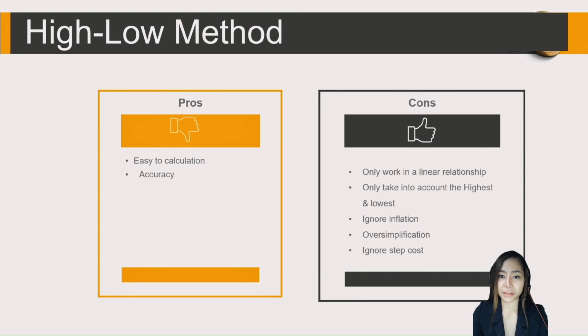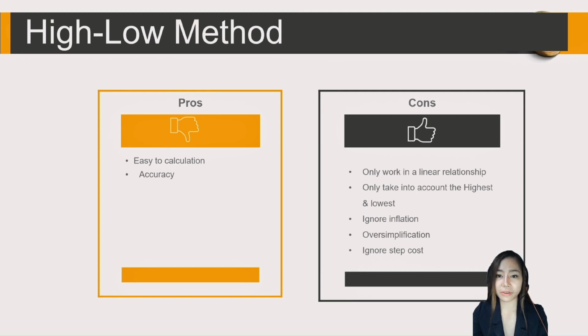Then, it ignores inflation. Inflation is wholly ignored in the high-low method. So the variable and fixed costs will not be the same if we consider inflation. So we need to adjust our calculation, otherwise the figure will not represent the whole story.